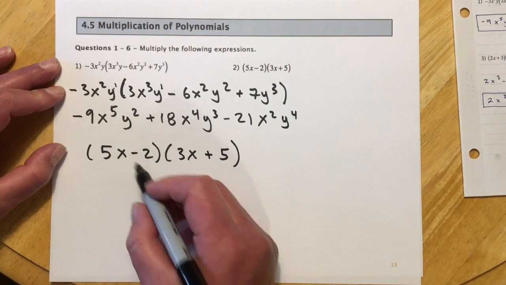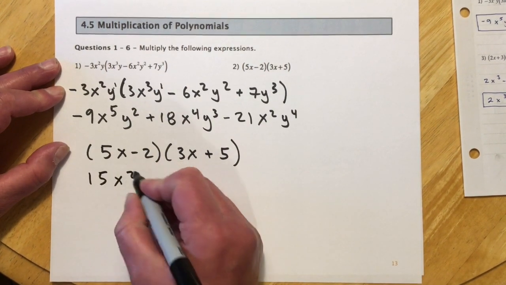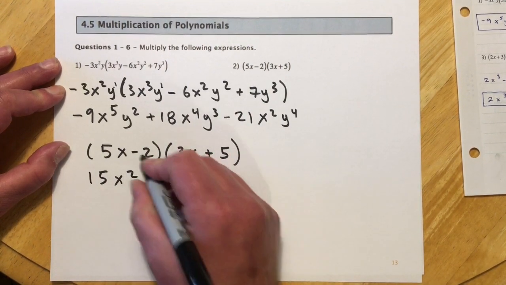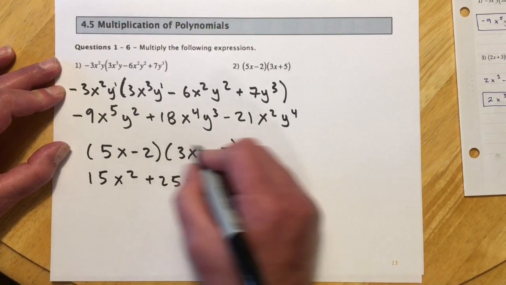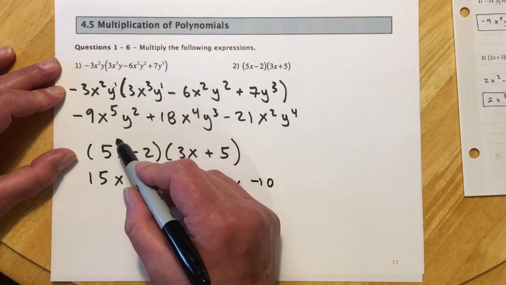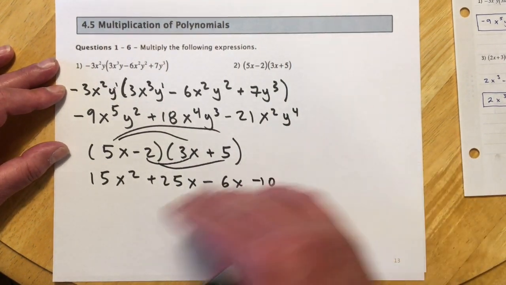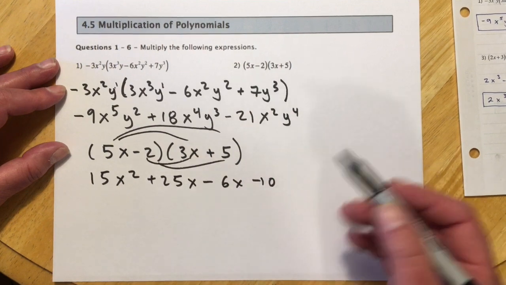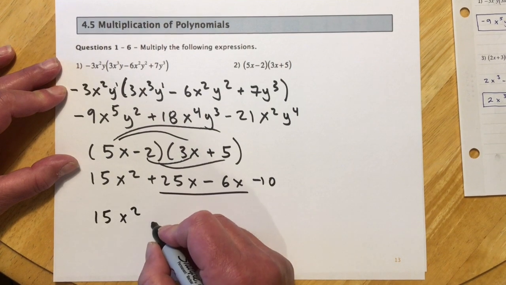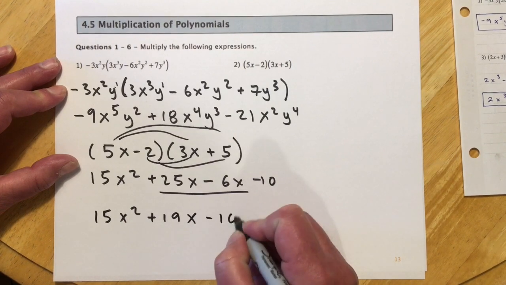And so this is just a FOIL. So we do our first, 5x times 3x, 15x squared. Our outer, 5x times 5, so 25x. Inner, so negative 6x, and last, negative 10. I don't love the FOIL thing, so I just think of it as distributing this one, and then distributing that one. So that way if there's a third thing here and it doesn't spell FOIL, you understand it's basically just two separate distributes. And then we have a couple of terms, we'll put those together. 15x squared, and then plus 19x minus 10.